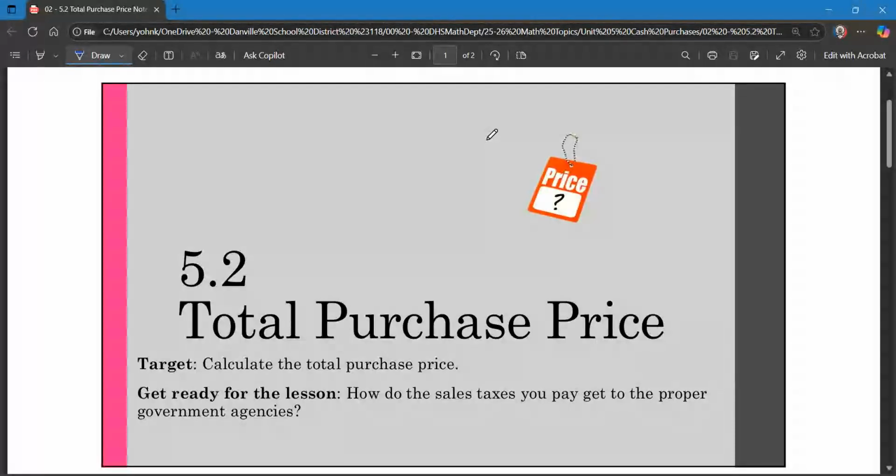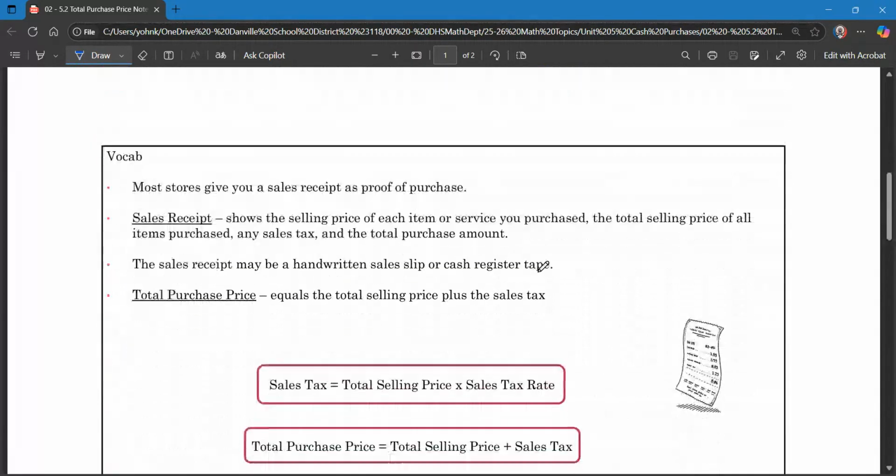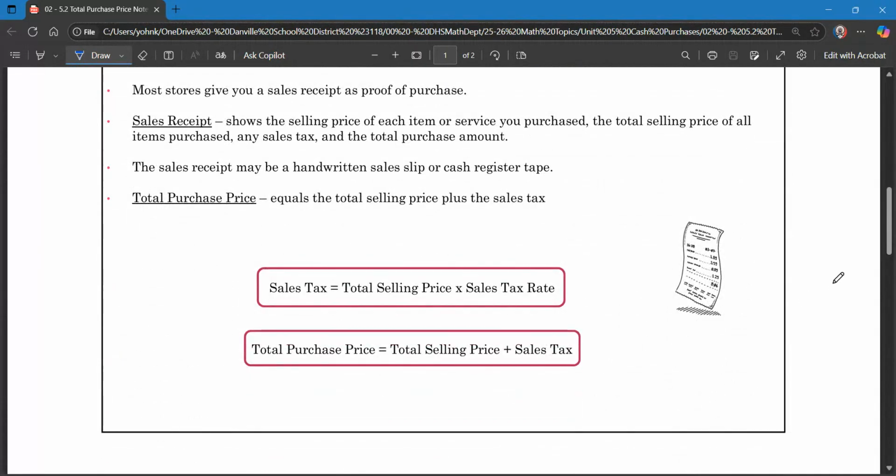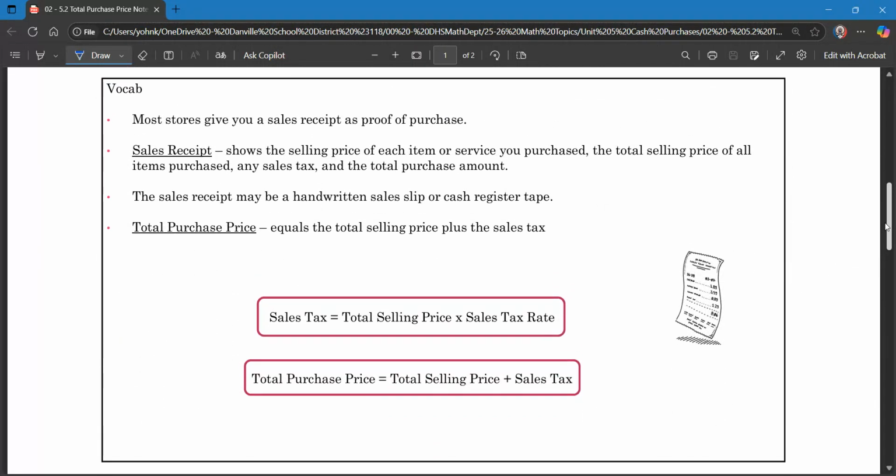I want you to think about how the sales taxes you pay get to the proper government agencies. So you pay these sales taxes. Where do they go? Who gets them? What's done with them? So most stores will give you a sales receipt as a proof of purchase.